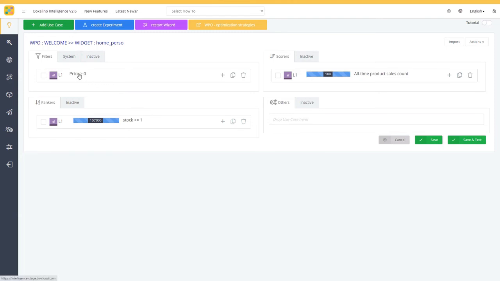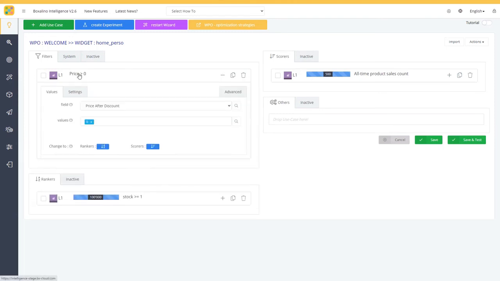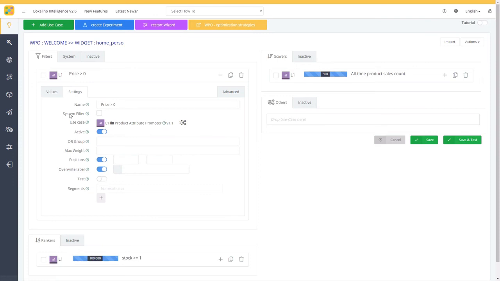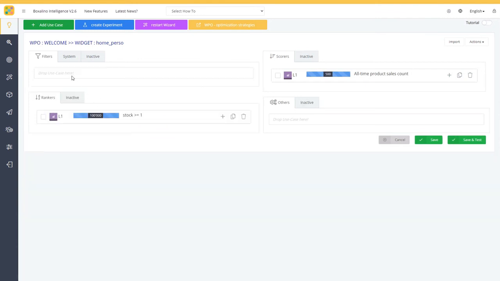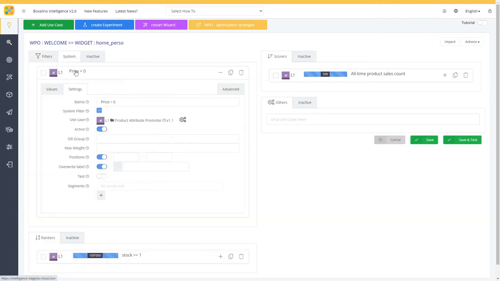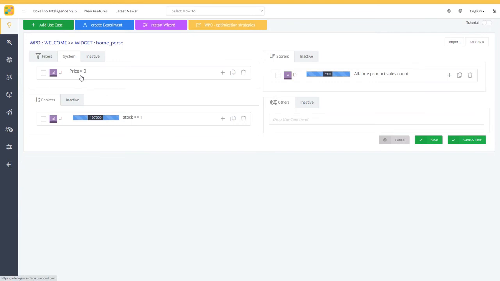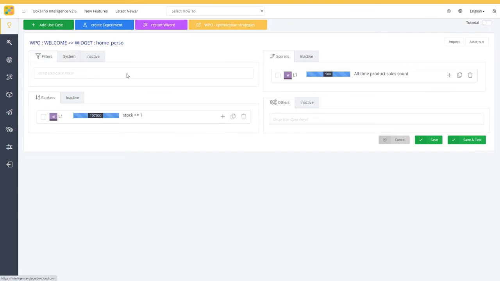In the filters, we can see that there is this setting parameter, which indicates whether we have a system filter. If I set this as a system filter, then it would disappear from the filters, but actually be here in the list of the system filters. So system filters are hidden unless I click on this tab, but they still very well exist. There are 2 reasons to set system filters.